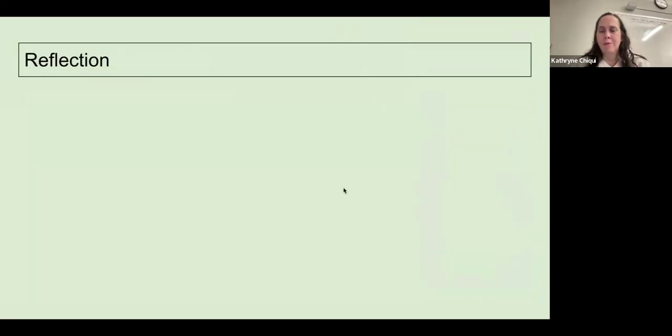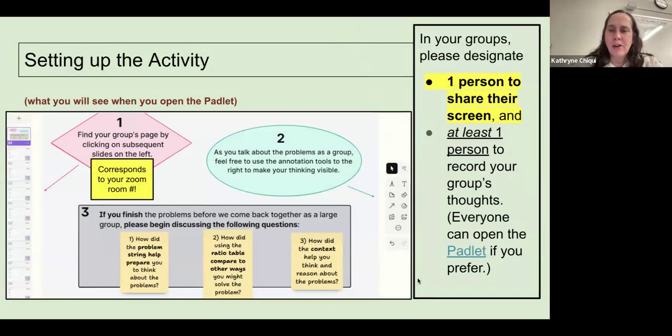Once you are in your room, you are going to see the first page of the Padlet, like this one up here. First, you're going to find your group's page by clicking on the group number that you were assigned in your Zoom breakout room, and that will show up right here on the page. Okay.